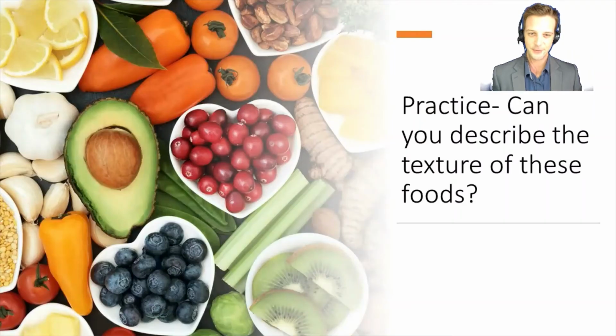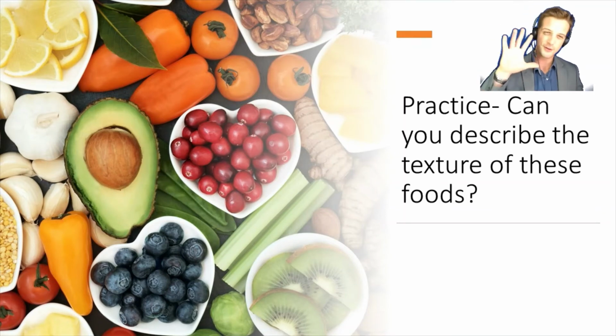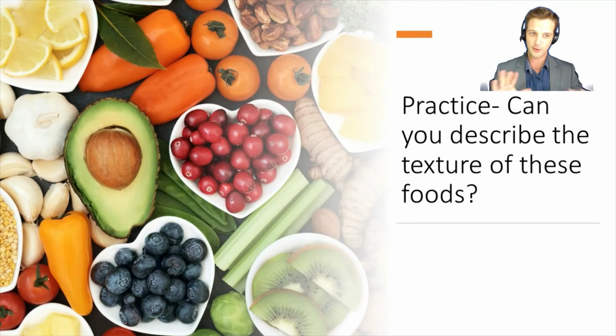Right. Let's move on. Now, I'd like you to practice. Can you describe the texture of these foods? If you don't know the names of the foods, don't worry about it, but simply go from the top left of the picture to the right and down to the bottom and try to think about the way this food feels in your mouth as you bite it or as you chew it. And then try to remember those 6 key words.